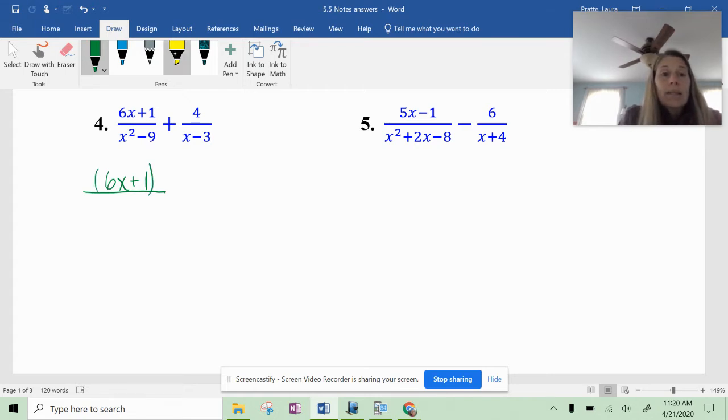X squared minus 9, however, x squared minus 9 is a perfect square or difference of 2 perfect squares. So that can be factored into x plus 3 and x minus 3.